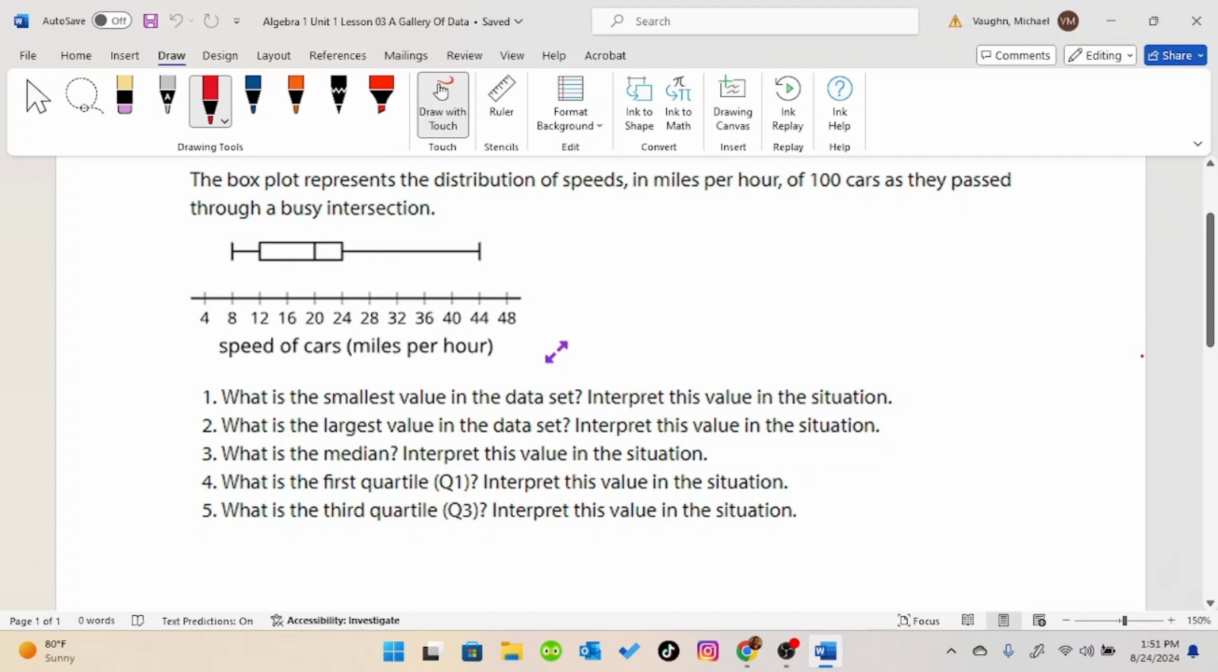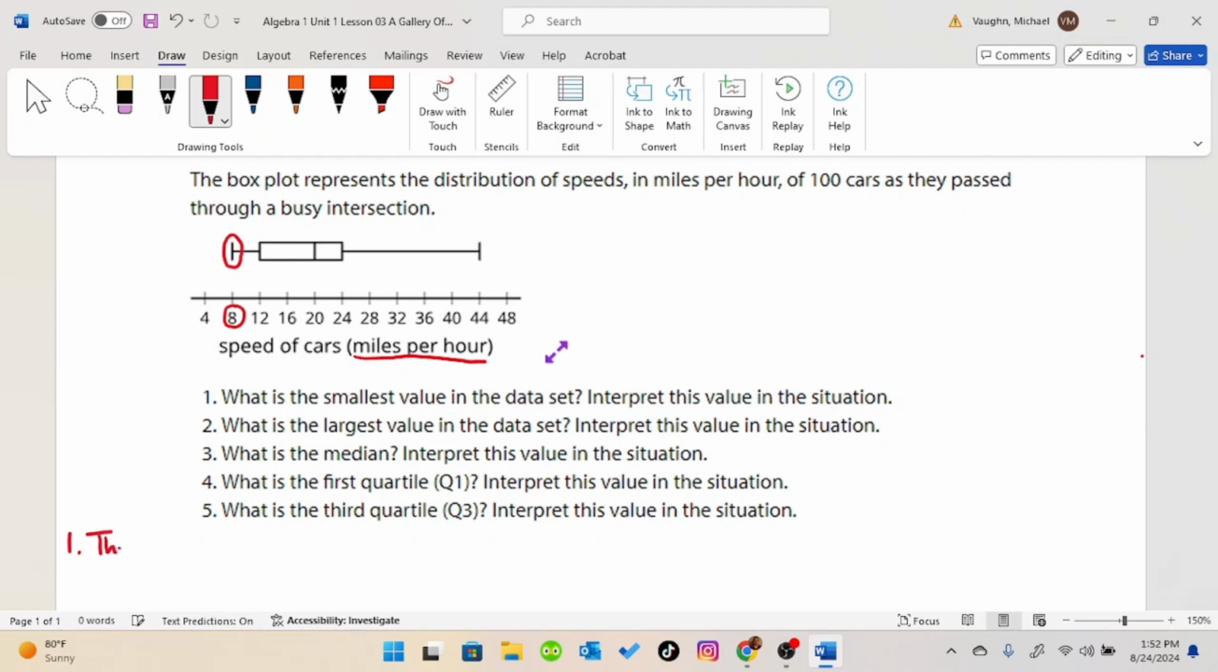Now we can look at the practice problems for Lesson 3. The box plot represents the distribution of speeds in miles per hour of 100 cars as they pass through a busy intersection. Number 1, what is the smallest value in the data set? Interpret this value in the situation. So for number 1, we're going to find the smallest value down here at the left end. We can see that that lines up with 8, and that's miles per hour.